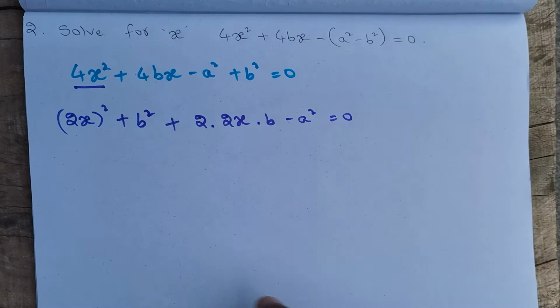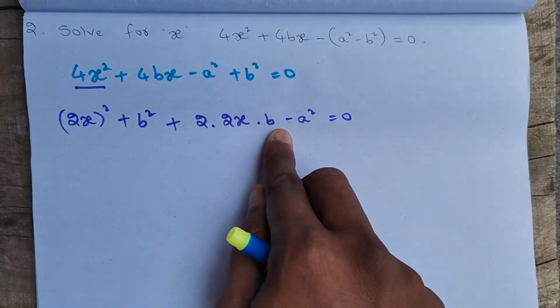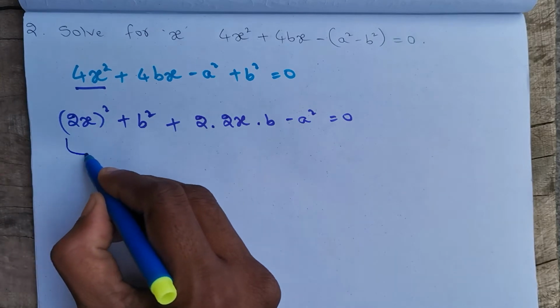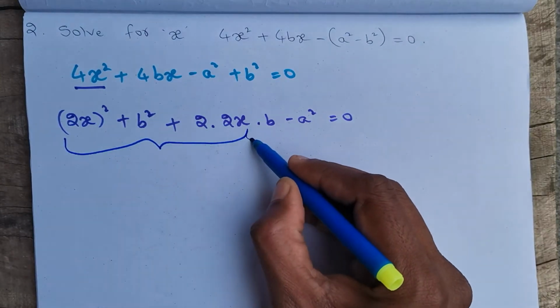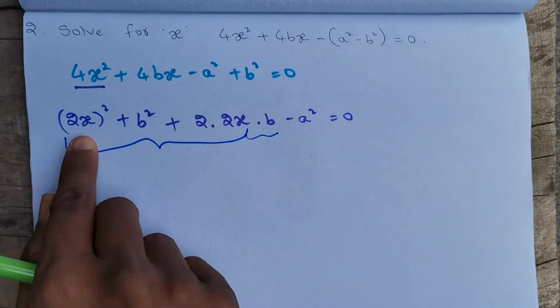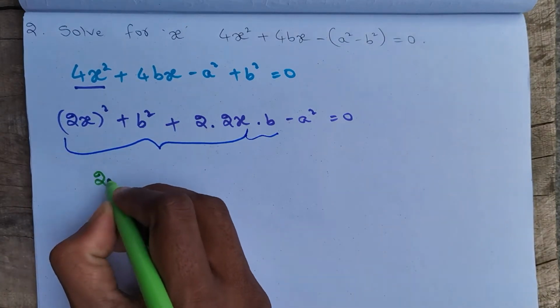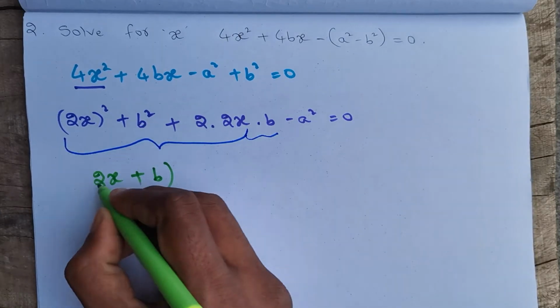So now if we observe, a square plus b square plus 2ab. So these three terms, till here, are in the form of a square plus b square plus 2ab. So a square plus b square plus 2ab is nothing but a plus b whole square. So a is nothing but 2x plus b is nothing but b only whole square.